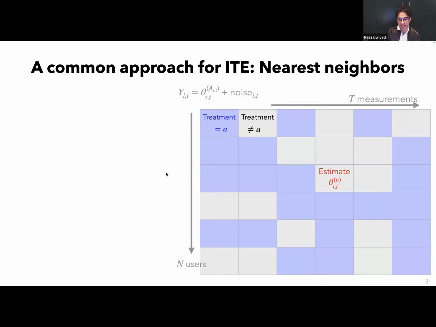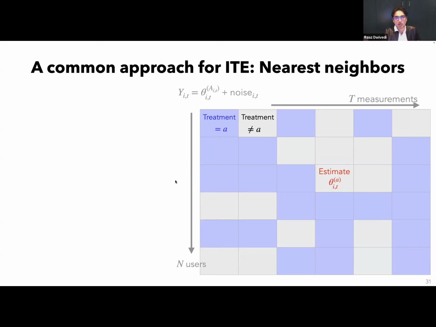If you look at this matrix of observed outcomes and interventions, it looks somewhat like this. I have many measurements, and the blue denotes the treatment was a particular treatment A, and white denotes it wasn't A. Suppose I'm interested in estimating the treatment effect for the ith user at the tth time, and I'll do this separately. I'll estimate this entry-wise parameter for treatment 1 and treatment 0, and then subtract. So how do I estimate theta_it^(1) exactly?